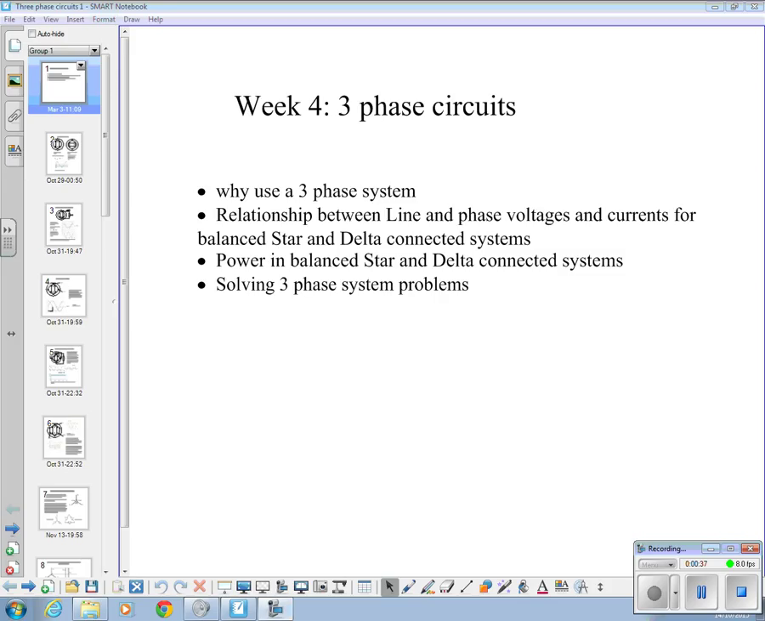We'll look at the relationship between the line and phase voltages and the line and phase currents for both a balanced star and a balanced delta three-phase system. Then power in balanced star and delta connected systems, and then solving three-phase system problems mathematically. So it builds on what we've already been doing. We'll be looking at the power, the voltages and currents in three-phase star and delta connected configurations.